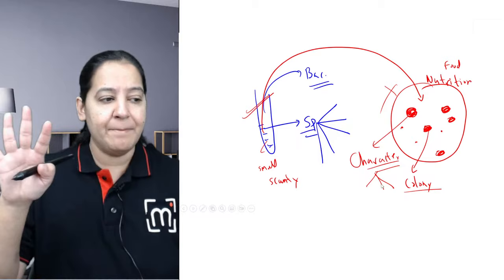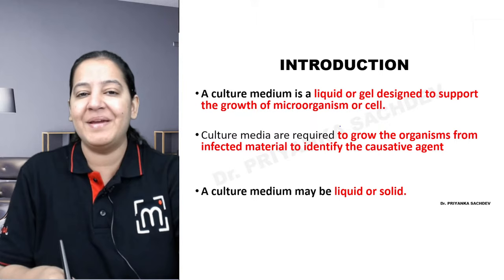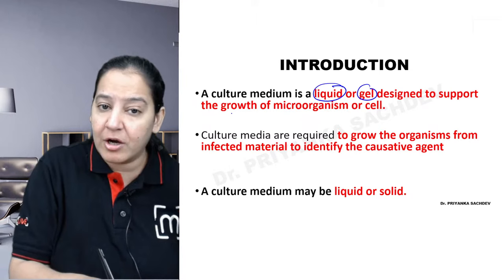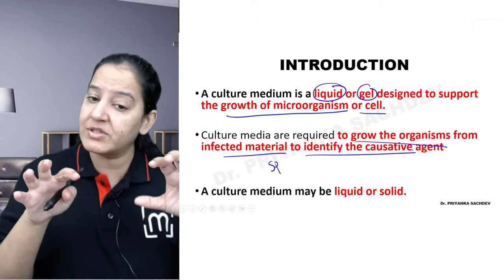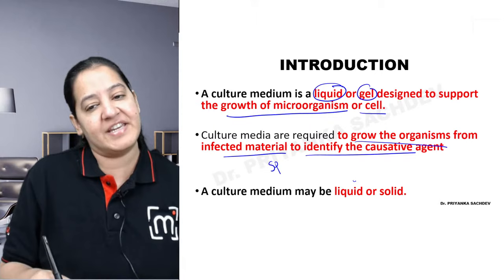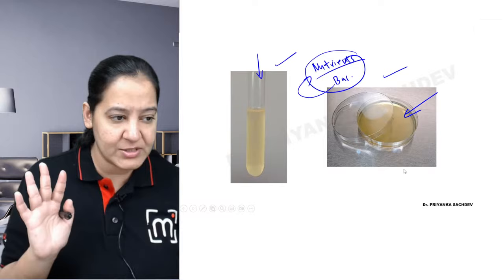You got my point? So you tell me, what is a culture media? You must say, ma'am, it is a solid or liquid designed to support the growth of a microorganism or a cell, usually a bacteria. So to grow the organism from the infected material, that is my specimen, to identify the causative organism in that particular specimen. That is the definition of culture media. It can be solid, liquid. You got it? Give me a thumbs up. Ram, Sadaf, Hari, Sriram, give me a thumbs up if you got it.